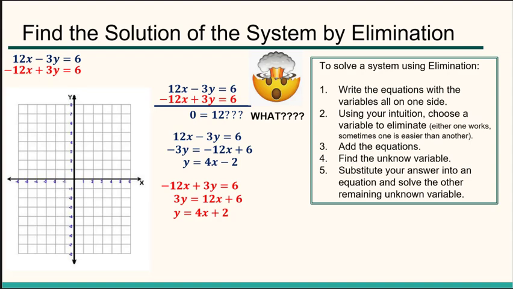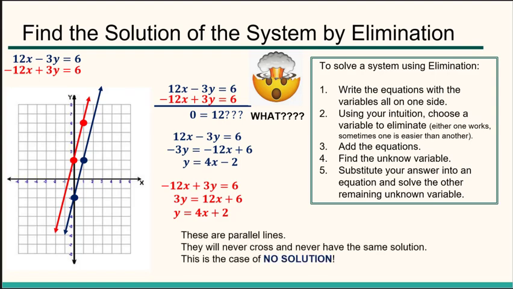So first up, my y-intercept, negative 2. I'm going to go up 4, run 1, draw my line. There's my blue line. Let's draw the red line. Y-intercept, 2. Slope, 4. Up 4, run 1, draw a line. Oh my. These are parallel lines, and they will never cross. They will never have the same solution. This is a case of no solution.